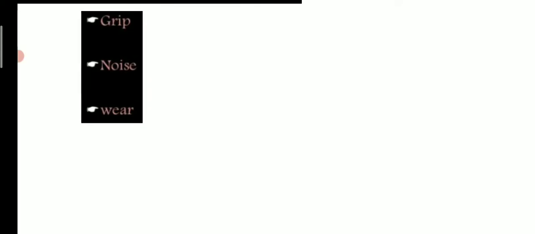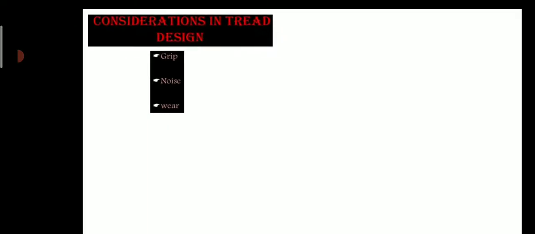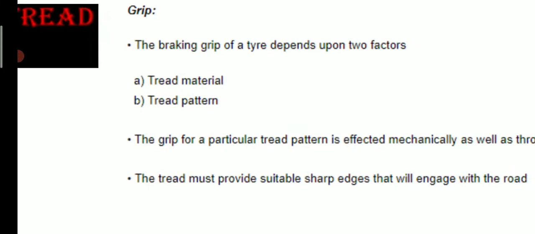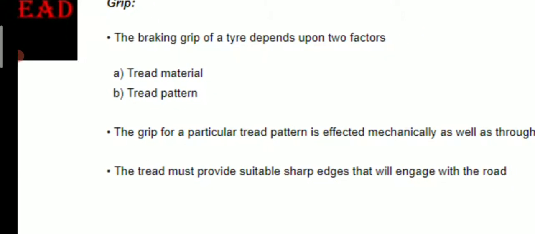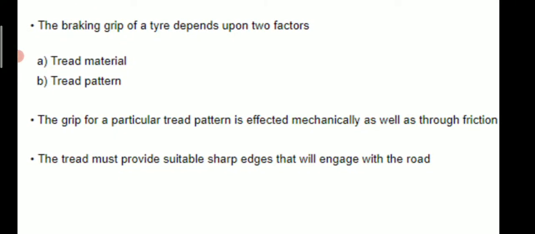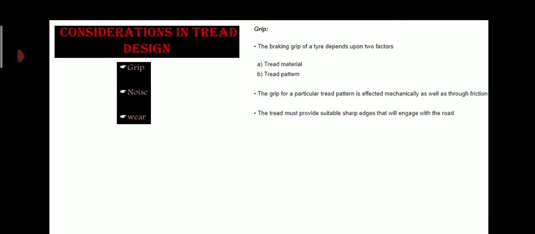Considerations in tread design: these are the three considerations. One is grip, the second is noise, and the third is wear. So these are three important considerations. Let us see. Number one is grip. The braking grip of a tire depends upon two factors: tread material and tread pattern. The grip for a particular tread pattern is affected mechanically as well as through friction, and the tread must provide suitable sharp edges that will engage with the road. So this is the meaning of grip.